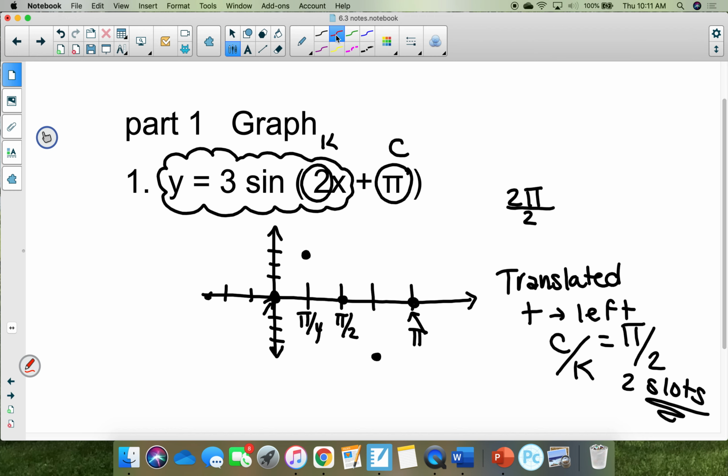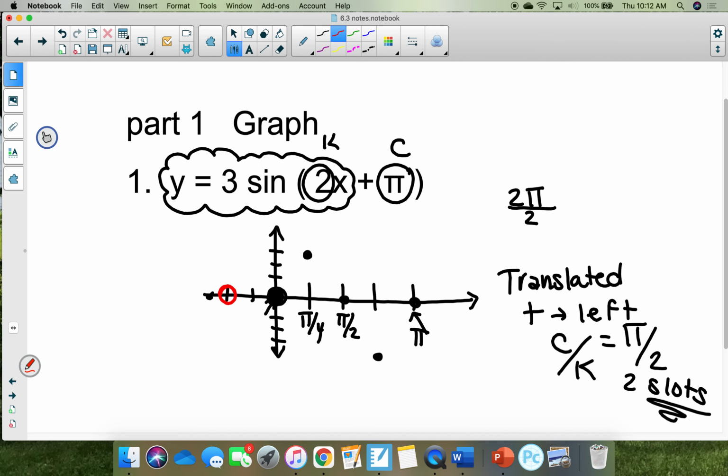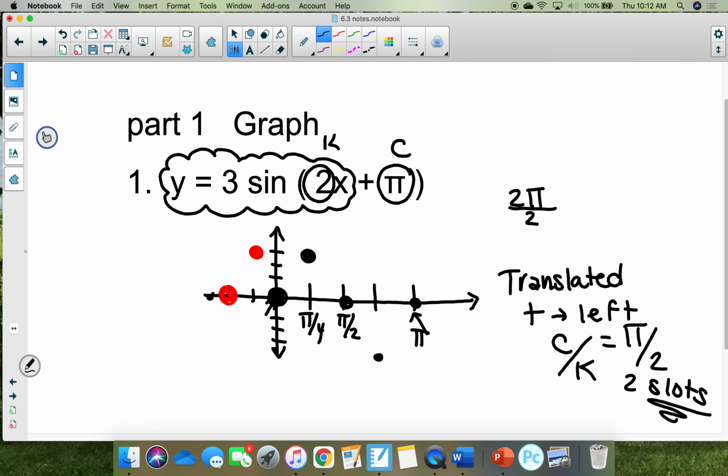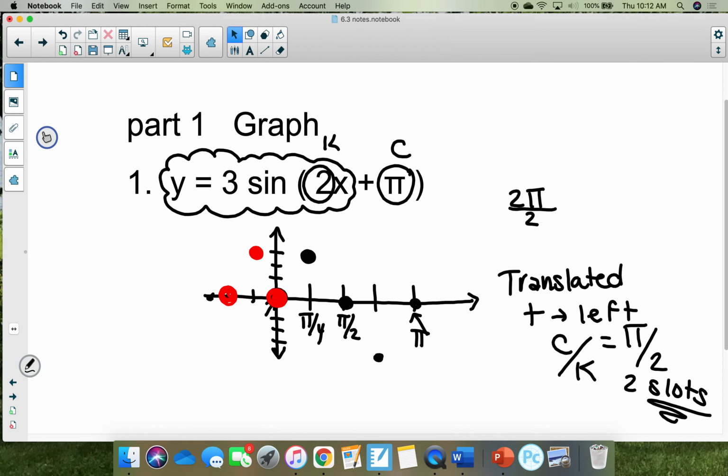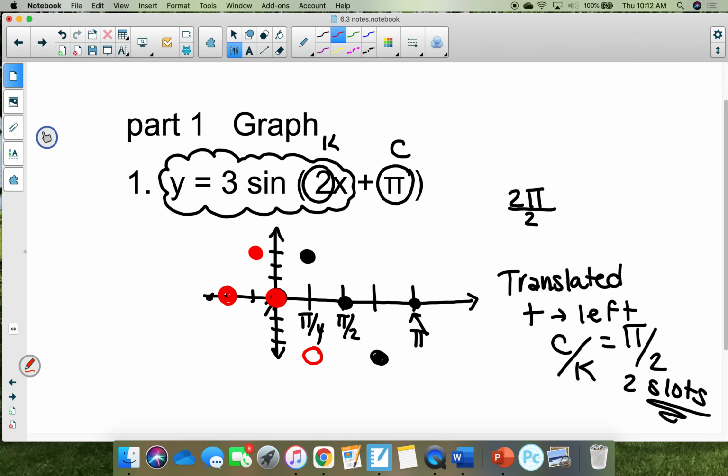And I'm going to change my color. This dot right here, this one right here, gets moved to the left too. So now it's here. This one right here gets moved to the left too. So it's now right here. This dot right here gets moved to the left too, which is right here. This dot right here gets moved to the left, which is right here, and the last one right here.